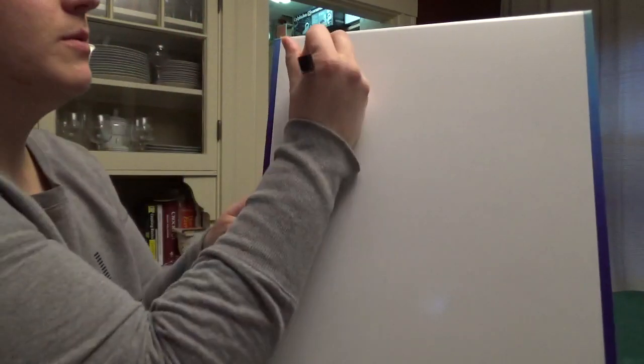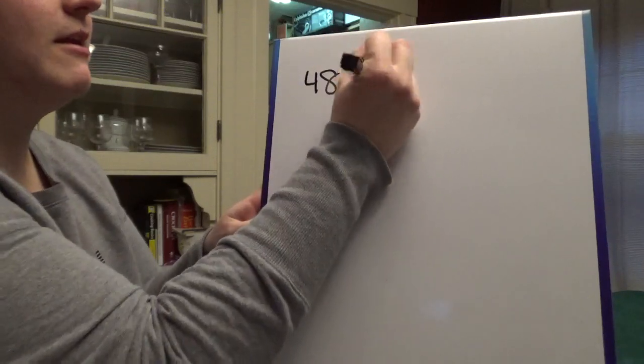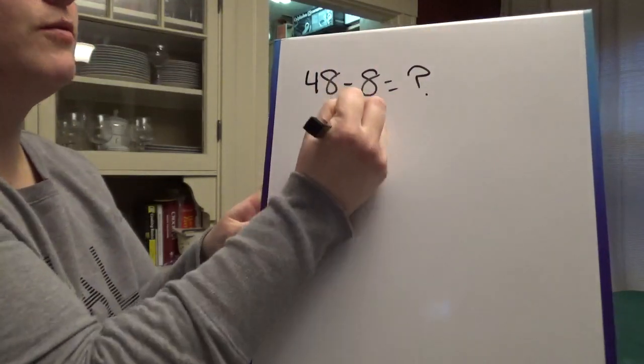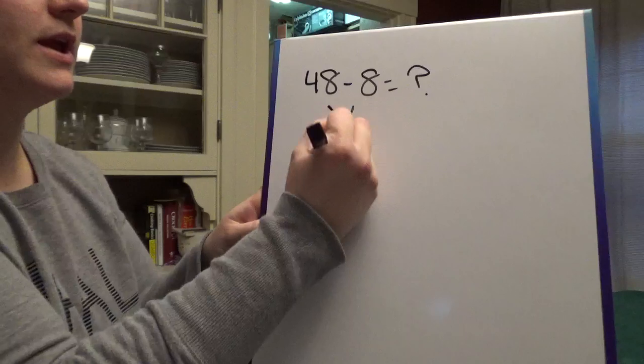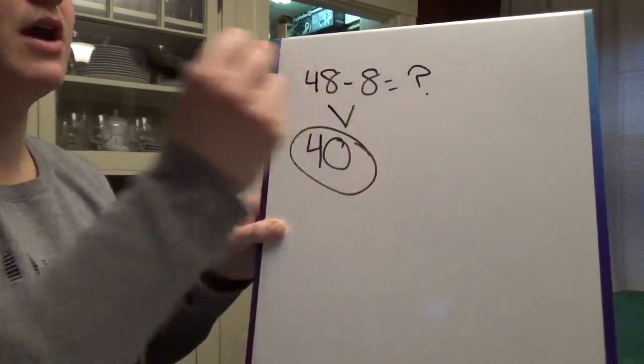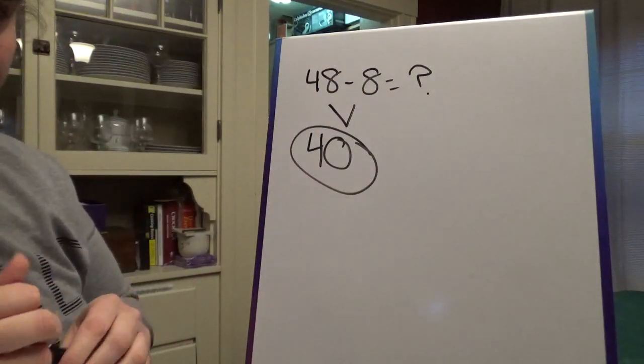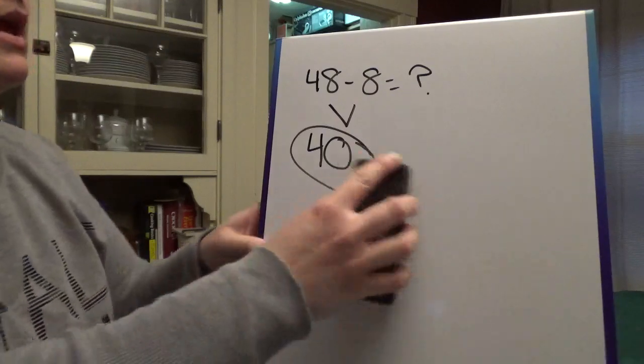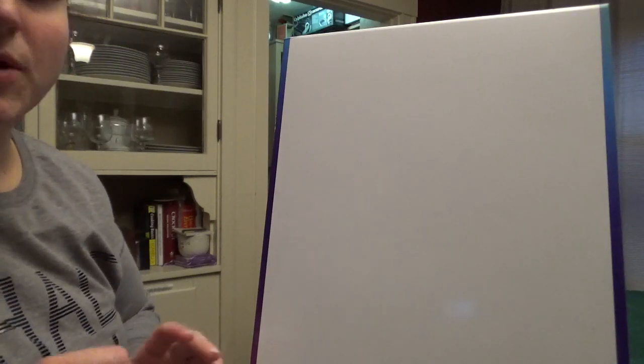Okay, hopefully your number sentence was 48 minus 8 equals something, and we know that 48 minus 8 equals 40. So this represents the pieces of gum that she has left. Great. We are going to change up the next 2 problems just for the sake of time. So the next 2 problems go together.